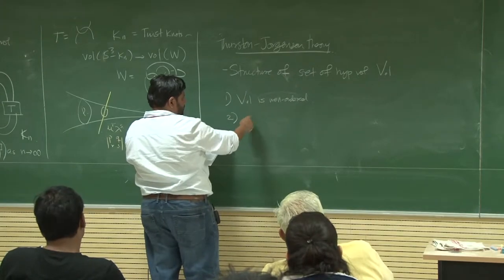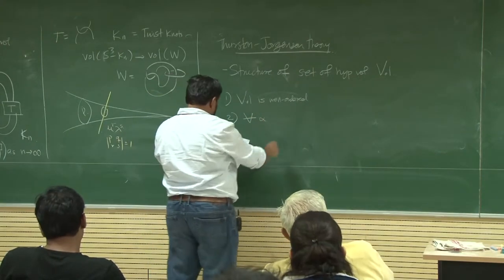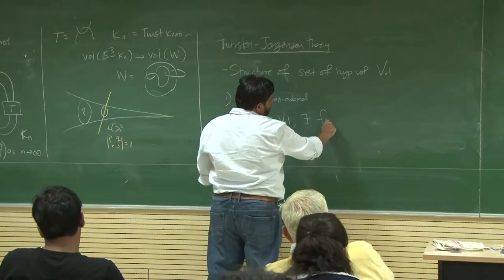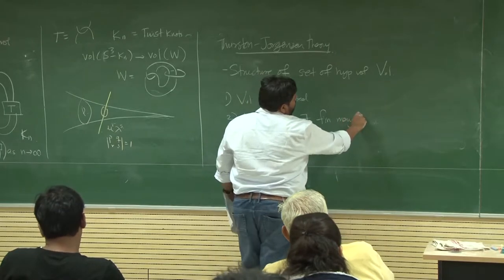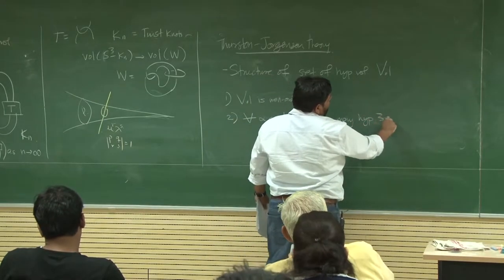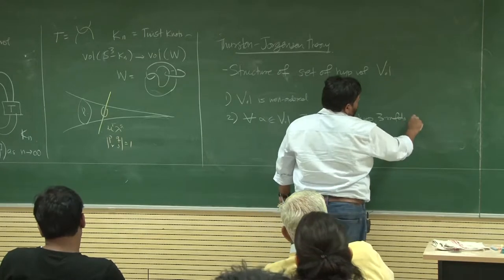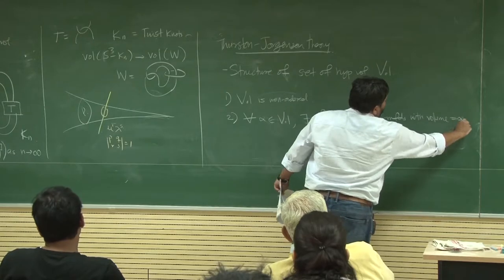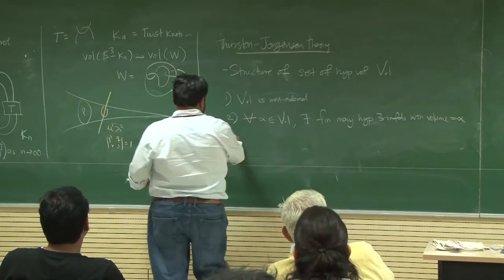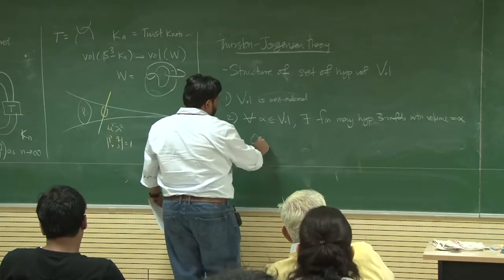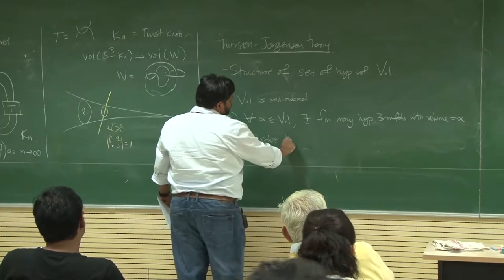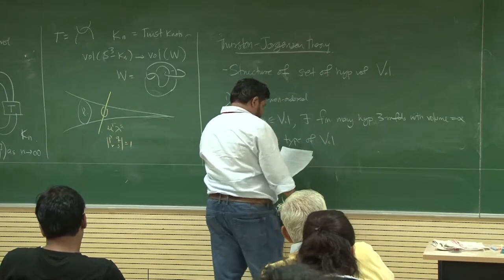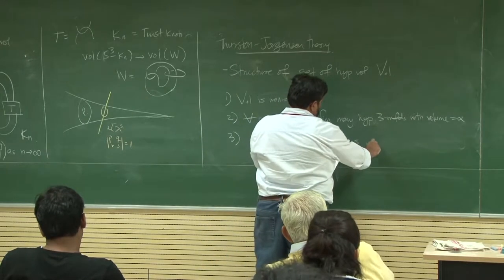Second, that means there is a least element, etc. For all alpha belonging to the volume spectrum, there exist only finitely many manifolds with volume equal to alpha. And the third describes what the order type of the spectrum is. The order type is the ordinal number omega to the power omega.